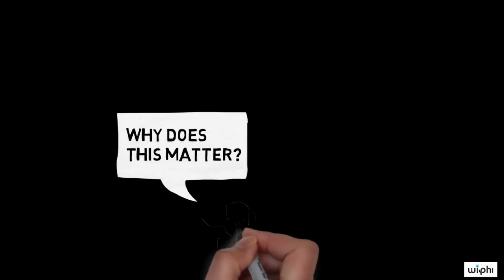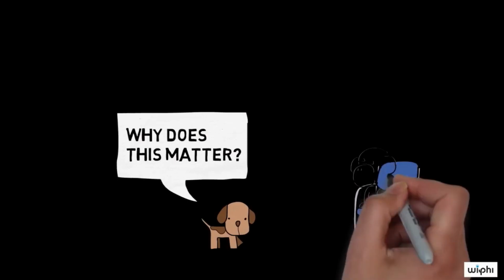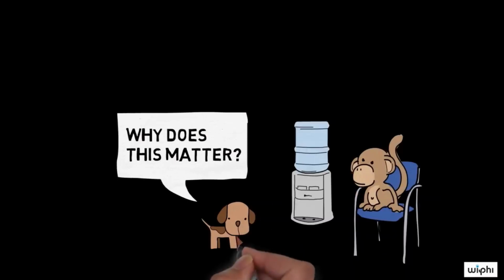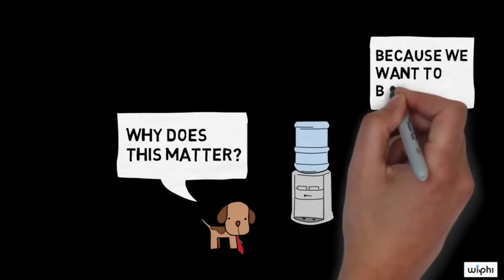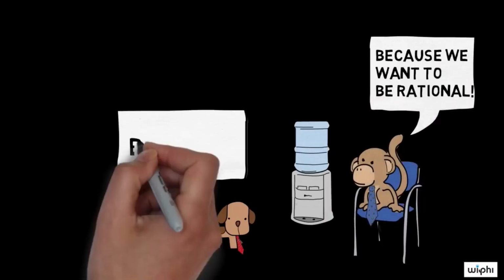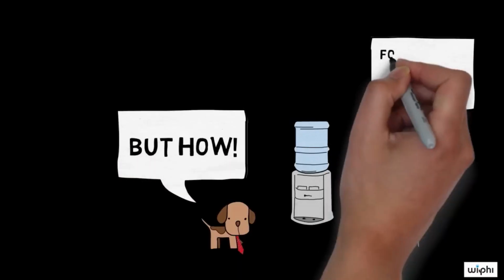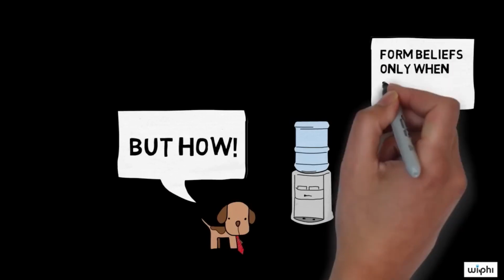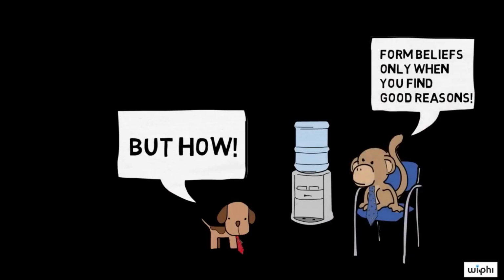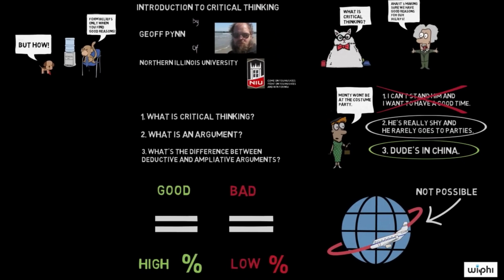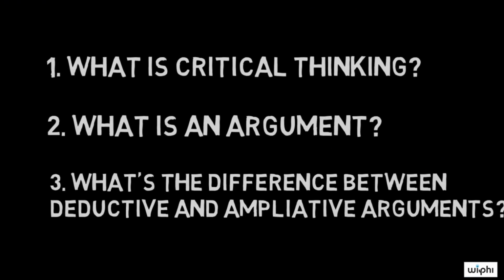Well, the reason that critical thinking is important is because since we're rational, we want our beliefs to be true. Rational people want to have true beliefs, and they want not to have false beliefs. And the best way to be rational in this way is to form beliefs only when you find good reasons for them. Okay, that leads us to our second question, what is an argument?